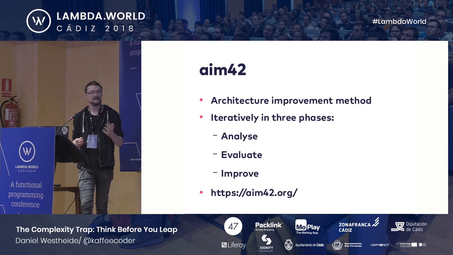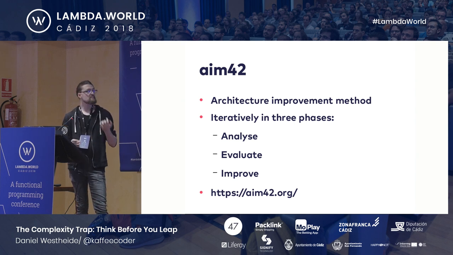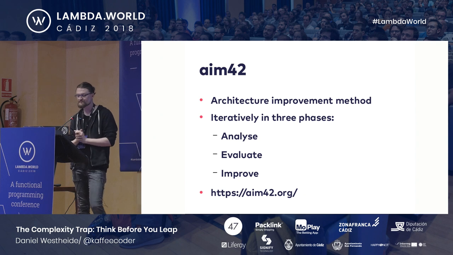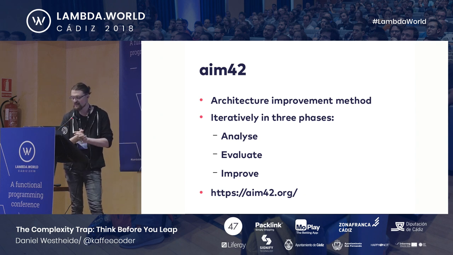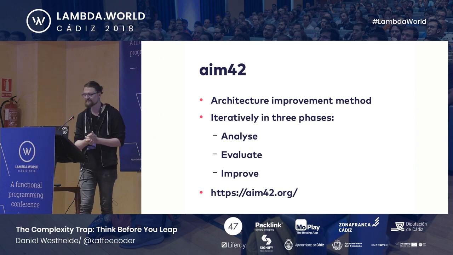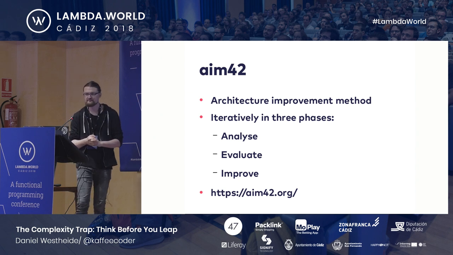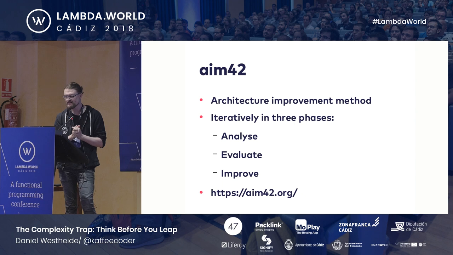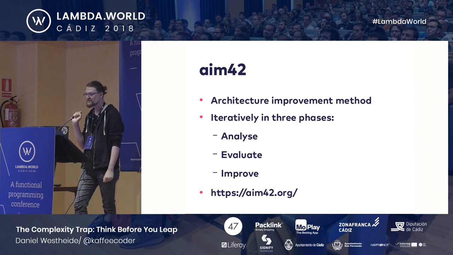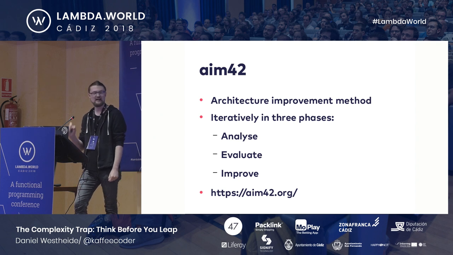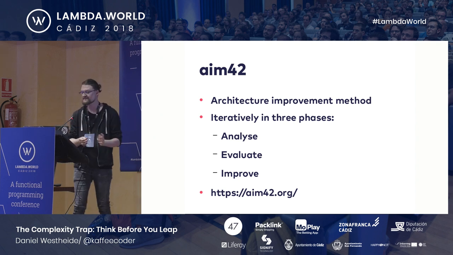So caching, batching, parallel execution, those things will probably work okay-ish to solve this high latency issue. But if we apply a systematic approach at improving our software, we may end up with a different solution. Now, one such systematic approach is called the architecture improvement method. And if we use this method, then we work iteratively in three phases. In the analysis phase, we identify issues and improvements. In the evaluate phase, we estimate the value of issues and the effort or the cost of the improvement. And finally, in the improve phase, we apply selected improvements.